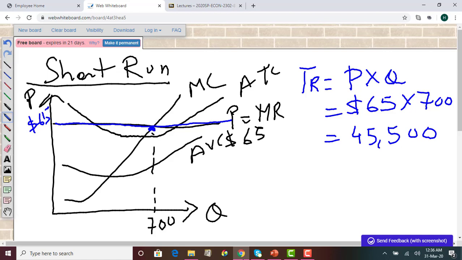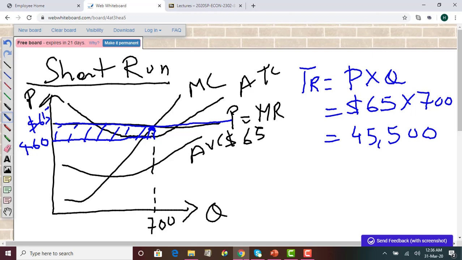We start at that point because that's the profit maximizing point, and then we go down. We go down until it hits the average total cost curve, and then we go horizontally back to find out the price, and let's say this is $60. This is given to you. This is $60. Then this area of the rectangle represents your economic profit.